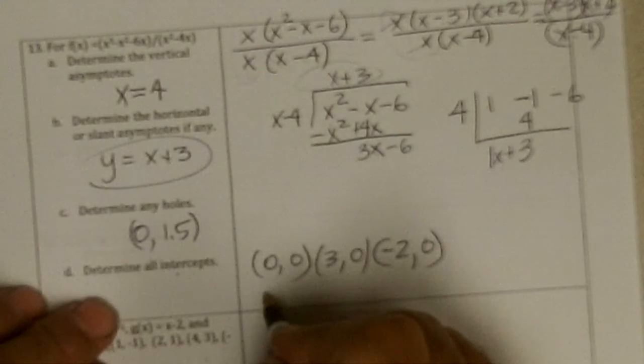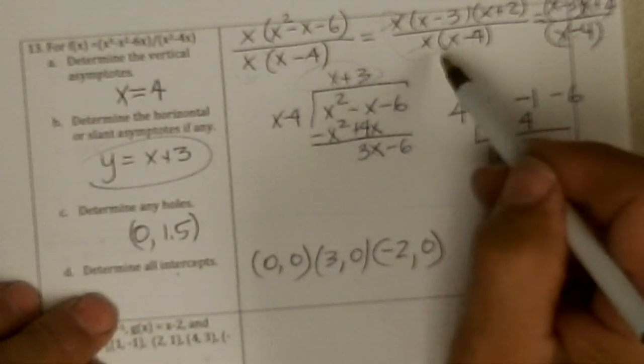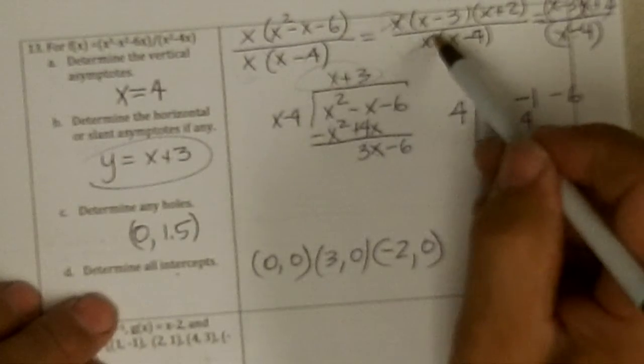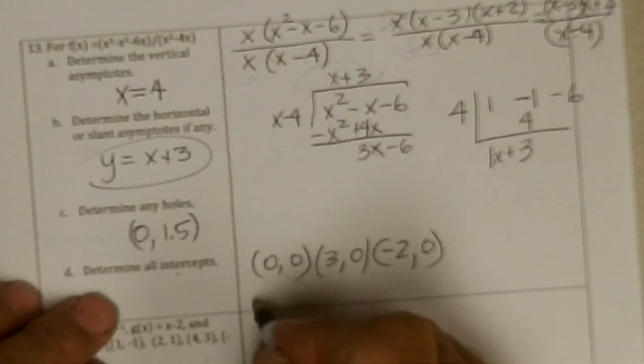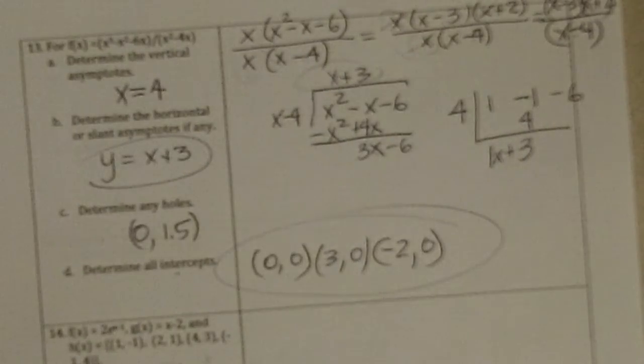And now the y-intercept, which means put in 0 for x, and I can't put in 0 in this one because it causes undefined, so there is no y-intercept. So there's our intercepts.